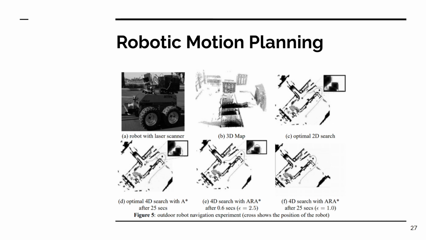At the bottom left we can see that optimal 4D search with A star takes 25 seconds, whereas 4D search with ARA star takes only 0.6 seconds to reach the state where epsilon is 2.5, and if epsilon becomes 1, then it again becomes A star only.